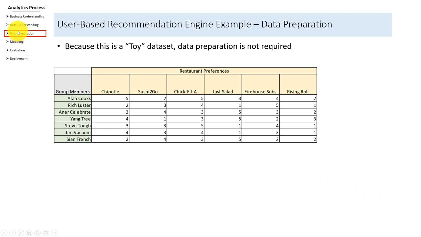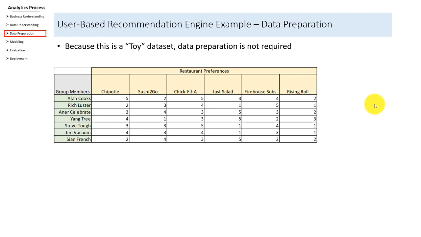It's a toy data set. What that means is I'm not going through and cleansing data, and I'm not adding new variables or anything else. A toy data set is not one that's real. That's why it's a toy. So you don't need to know that, other than I'm just doing this to illustrate how a recommender engine works.